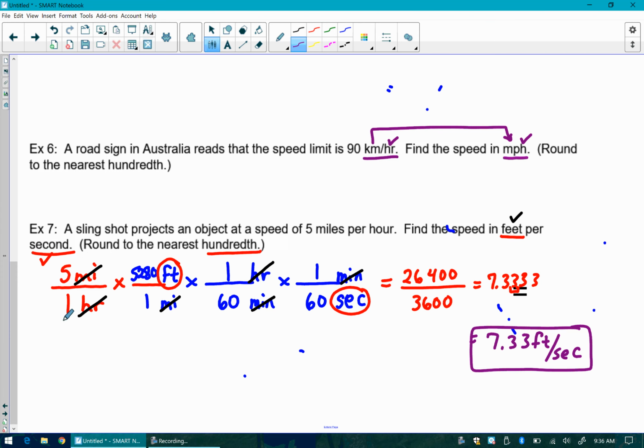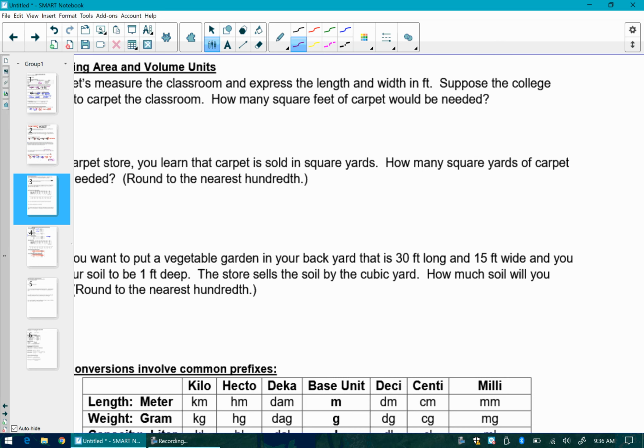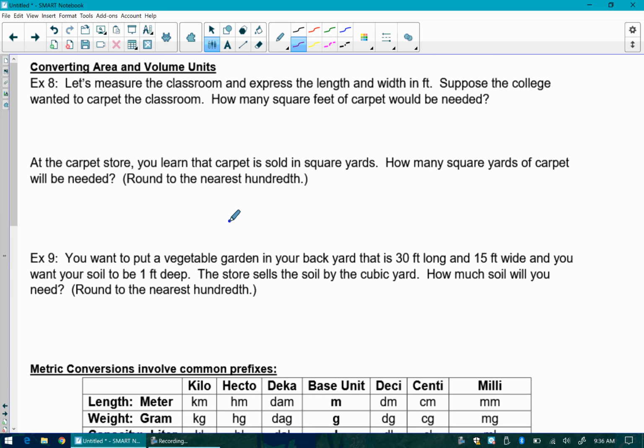Okay. All right, so then I'm going to scoot on over to the next page. On the next page, let's look at example 8 with you. In example 8, it says, well, let's measure the classroom and express its length and width in feet. And suppose then the college wanted to carpet this classroom, how many square feet of carpet would be needed? So, of course, we're all sitting in different places at the moment, so you don't have a classroom to measure. So let's just say, for example, that our classroom is 20 feet by 30 feet.